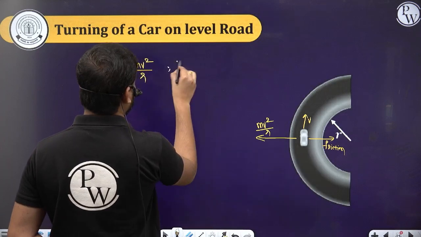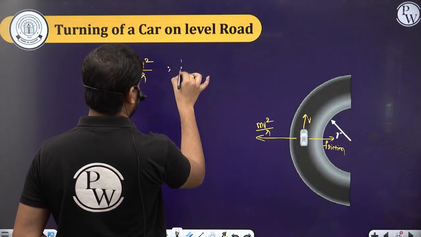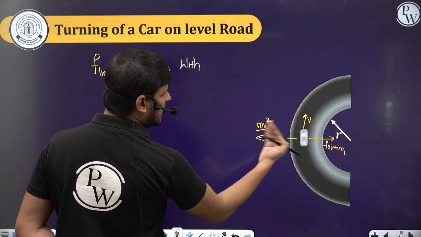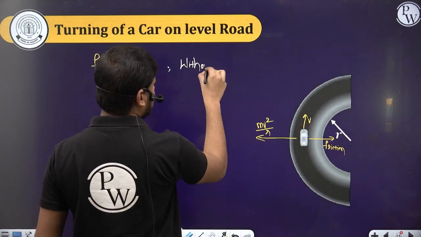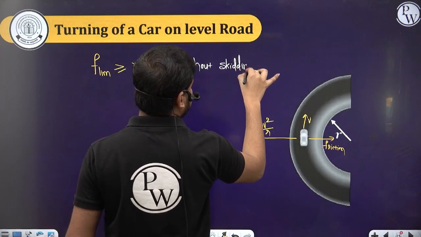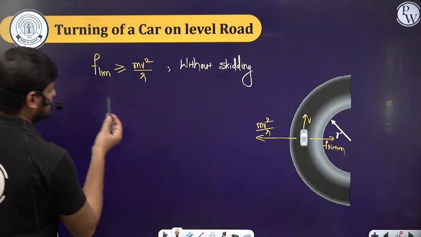without skidding. Yes or no? If the speed is more, then what happens? The car will come out of the road and the accident will happen, right? So without skidding, F limiting should be greater than or equal to mv square by r.